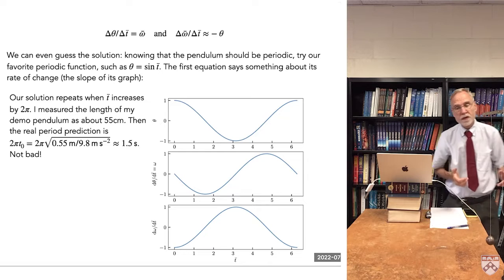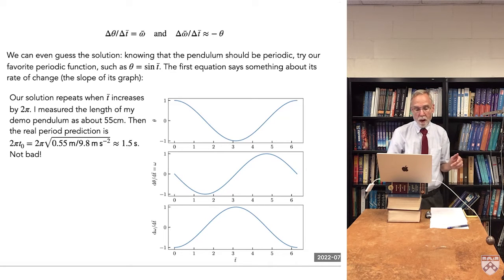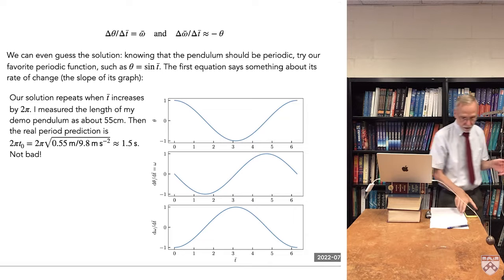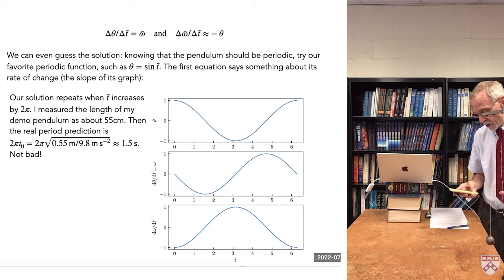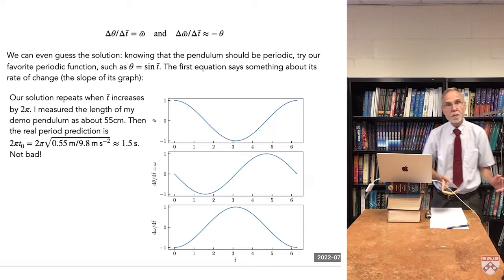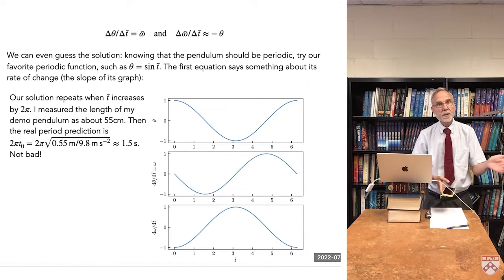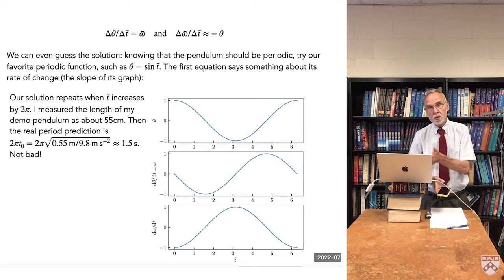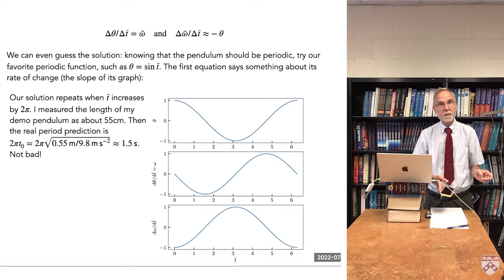So I measured this string. It's 55 centimeters long, about. And so we get this prediction for what the period of this pendulum should be. Let's just see how we're doing with that prediction. I'm going to start it going. Go. 1, 2, 3, 4, 5, 6, 7, 8, 9, and 10. Okay, that was 15.1 seconds for 10 oscillations. That's about 1.5 seconds per oscillation, just what the math predicted.